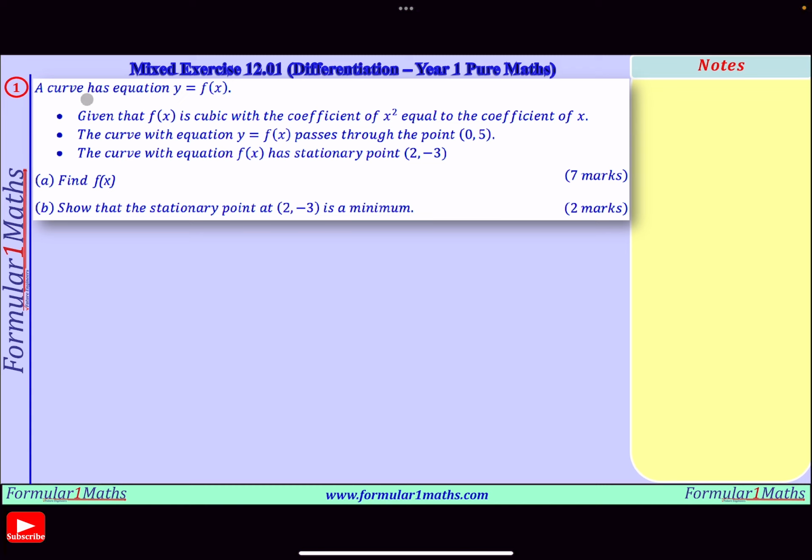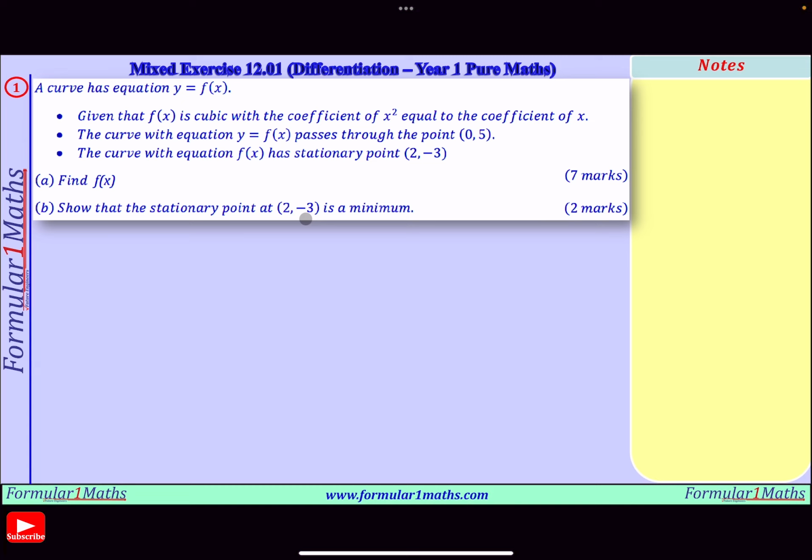Question 1. A curve has the equation y equals f of x. Given that f of x is cubic with the coefficient of x squared equal to the coefficient of x, the curve with equation y equals f of x passes through the point (0, 5). The curve has a stationary point at (2, -3). A. Find f of x. B. Show that the stationary point at (2, -3) is a minimum.